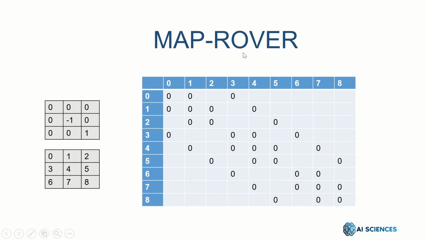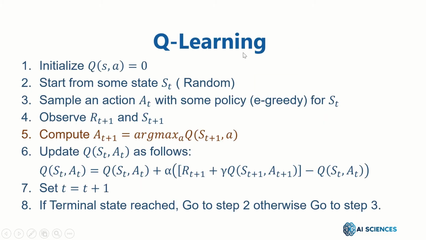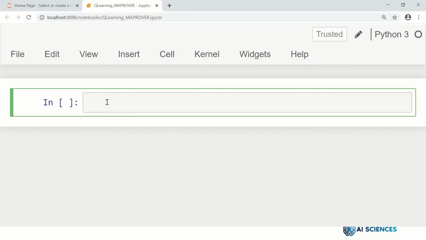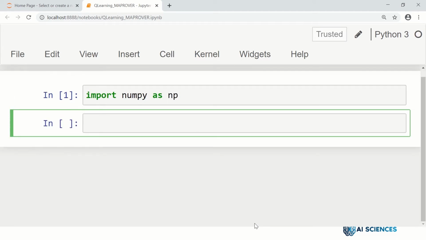And let's now implement our Q-learning algorithm for this map rover example, which is the following. We initialize, we randomly sample some state, and then we follow the Q-learning algorithm that we saw earlier in our previous video. So let's go to the Jupyter Notebook and implement this. First of all, we need to import some packages. In this case, we need to import NumPy as np, so we import that.